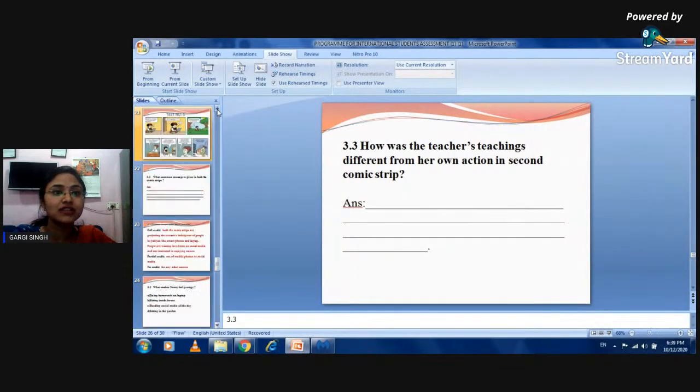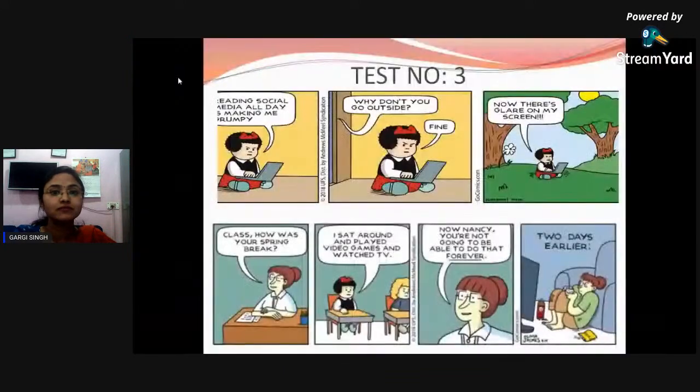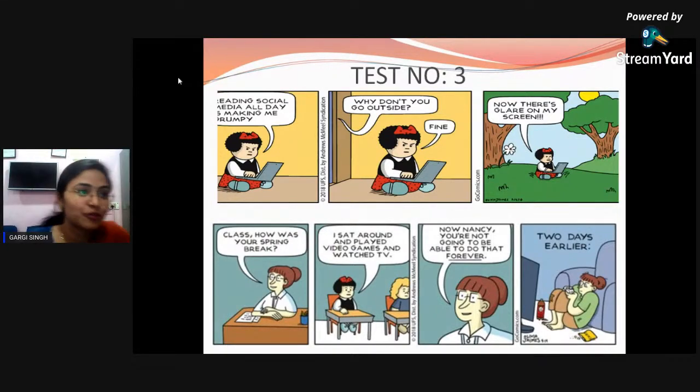How is the teacher's teaching different from her own actions? So in the second slide, you see what the teacher teaches and what she is doing herself. So please answer how the teacher's teachings are different from her own action. Quickly, students, I'm waiting for your replies.